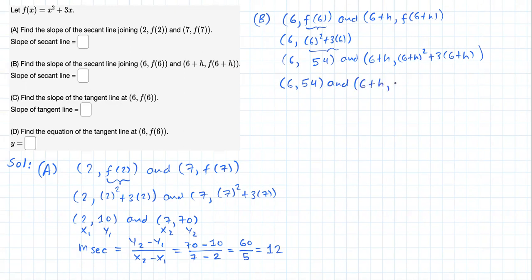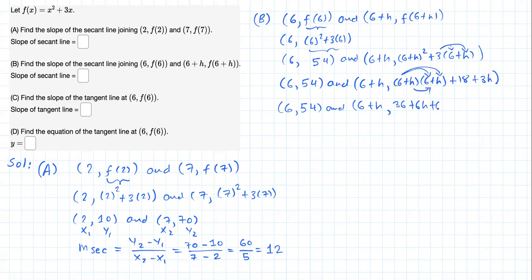And we should get this. 6 plus h squared is just 6 plus h times 6 plus h, plus 3 times 6, 18, plus 3 times h, 3h. Great. So now 6, 54 and 6 plus h, let's FOIL this out. 36 here, 6h here, 6h again, h times h, h squared, plus 18 plus 3h. Great.